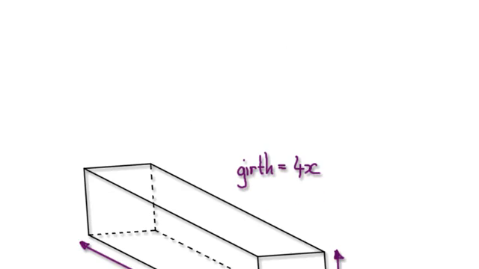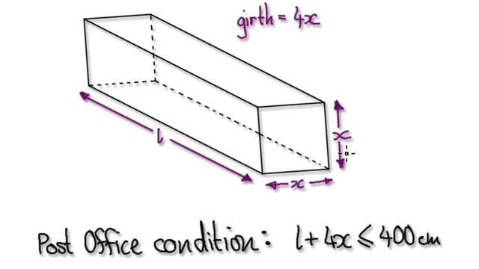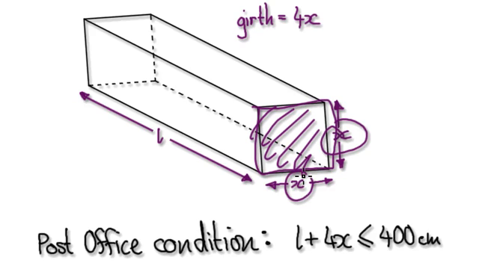Okay, let's give you guys some more practice. So here you're trying to send a square base parcel through the post office. So this here must be a square. Okay, it must be a square.